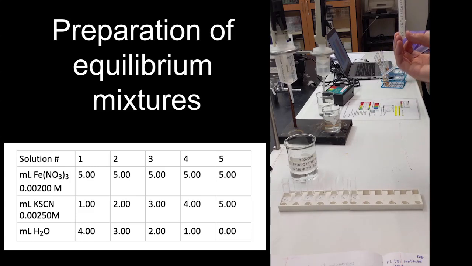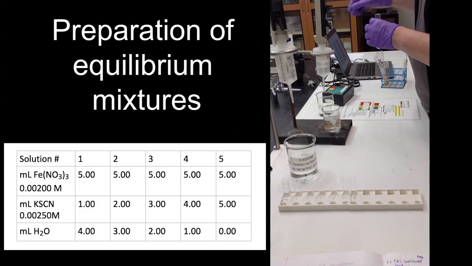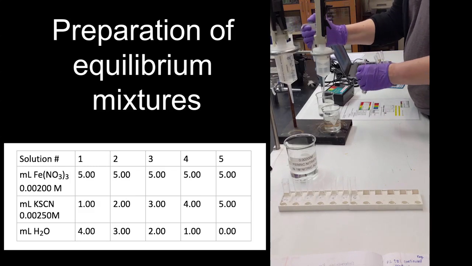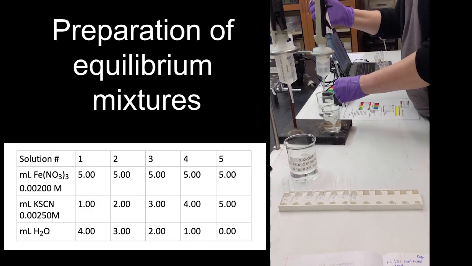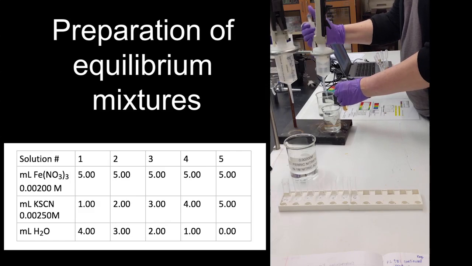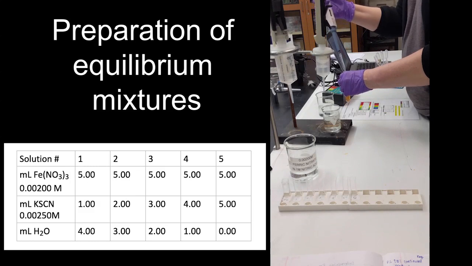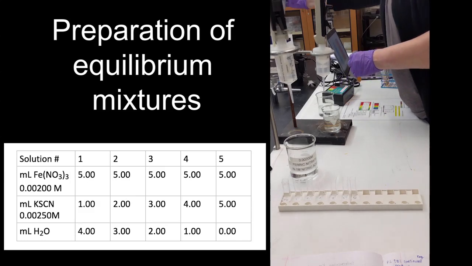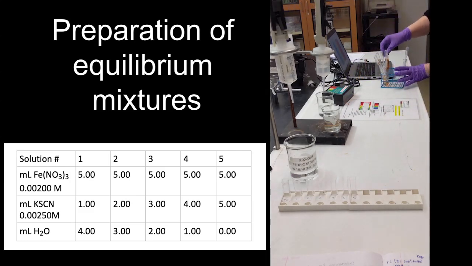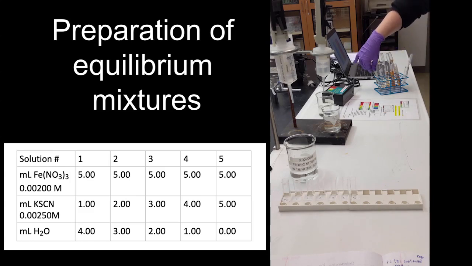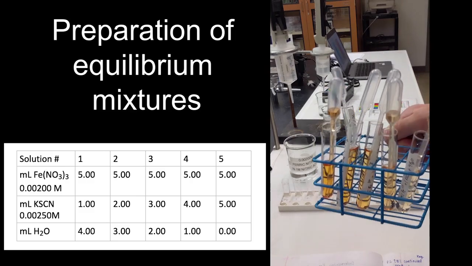And this already has 5 iron in it. Thank you. So 5 thiocyanate. And 5 thiocyanate, no water in that one. Okay. So if we look at these, bring them way up close, we should have a nice gradient from transparent to low absorbance to high absorbance.